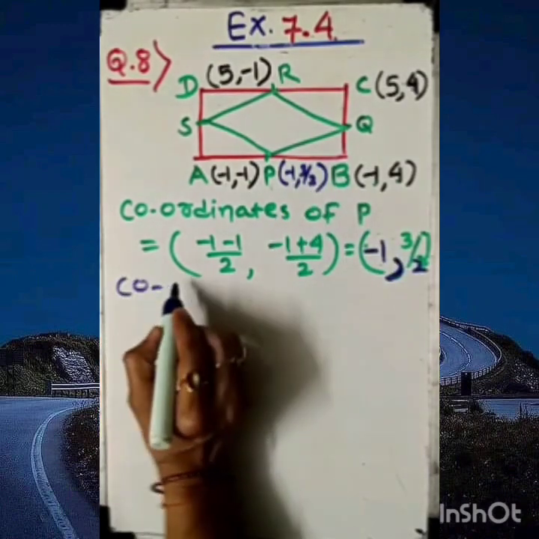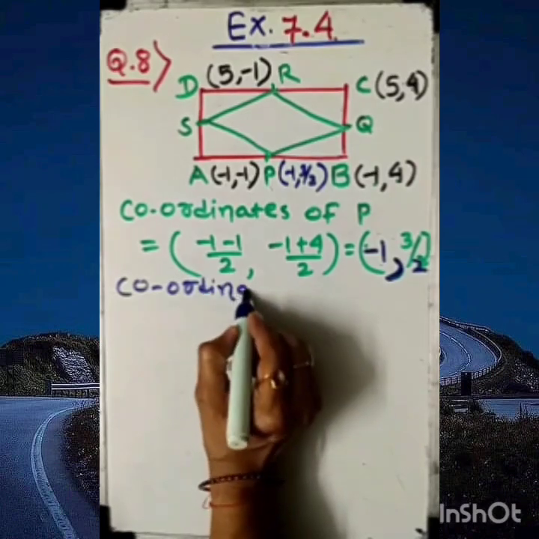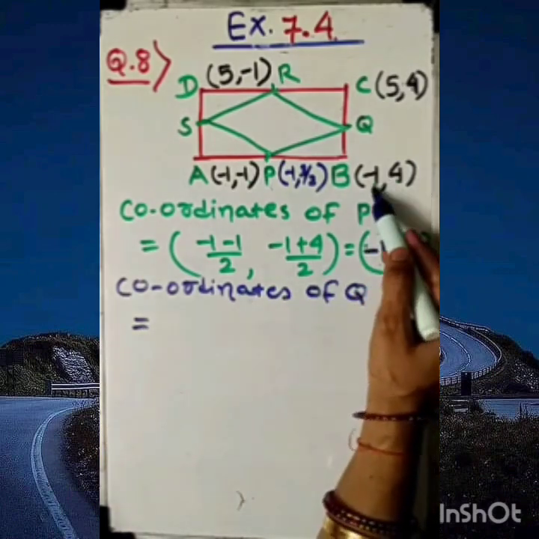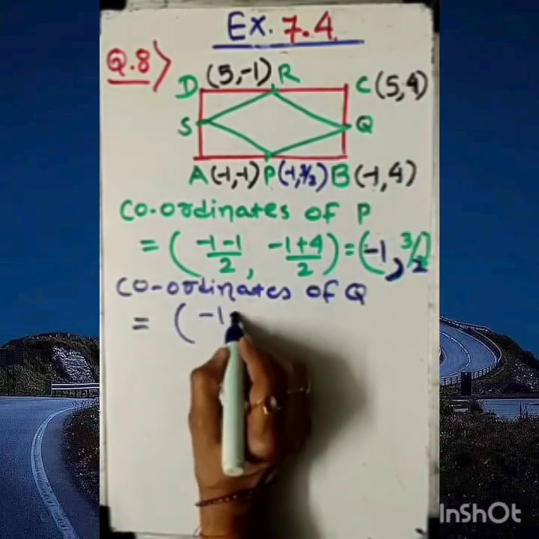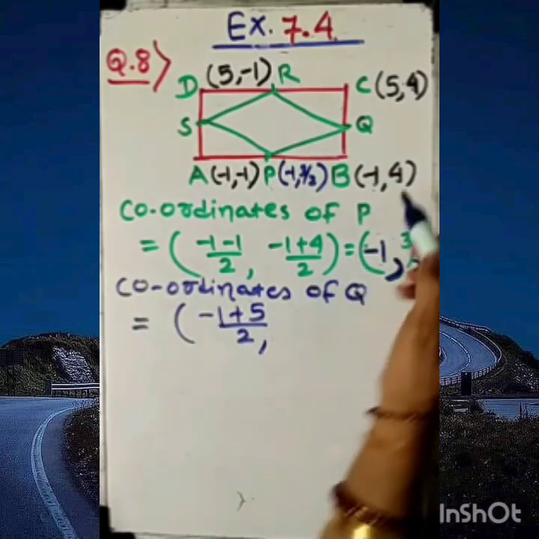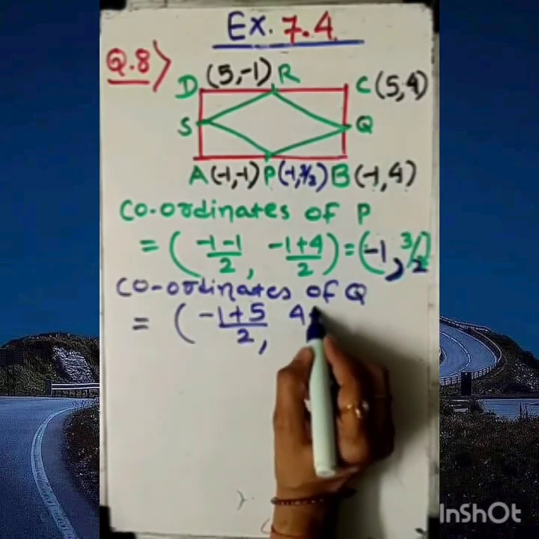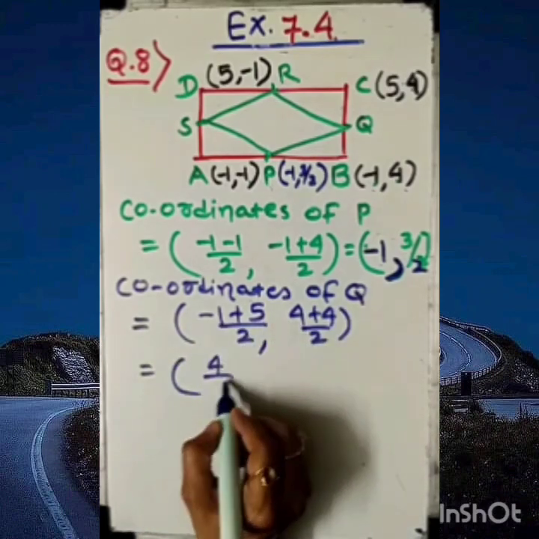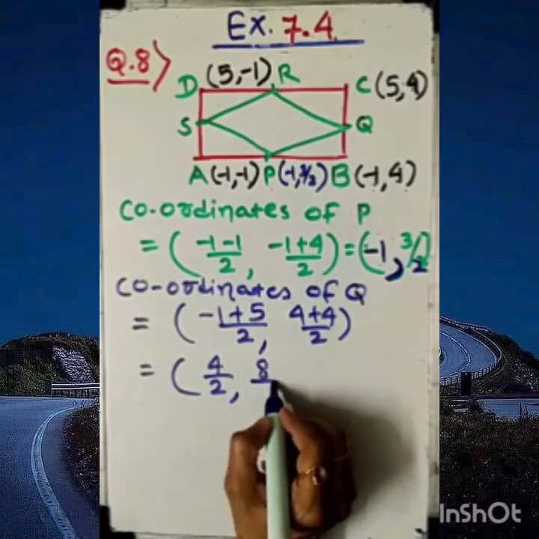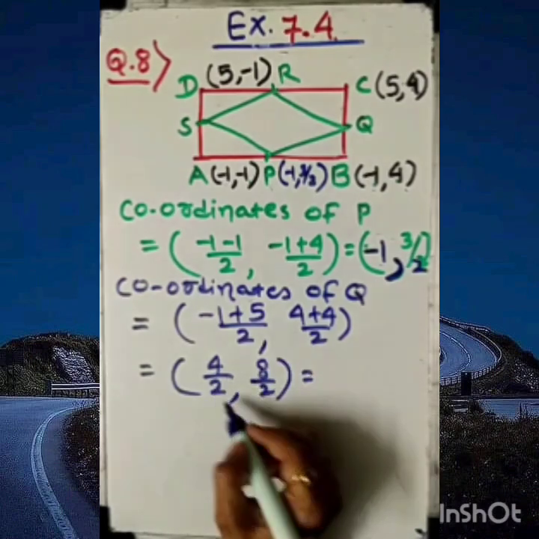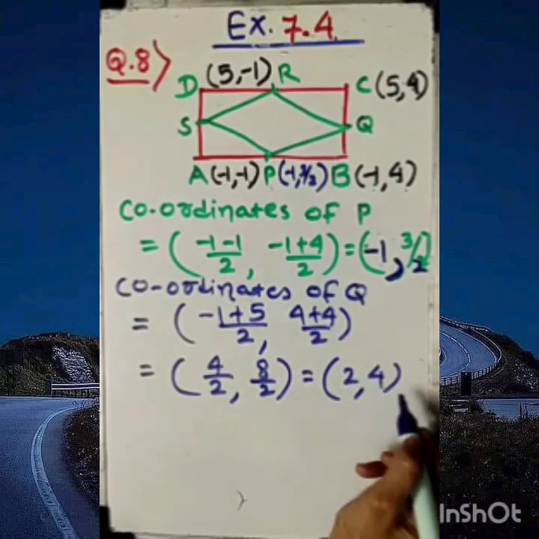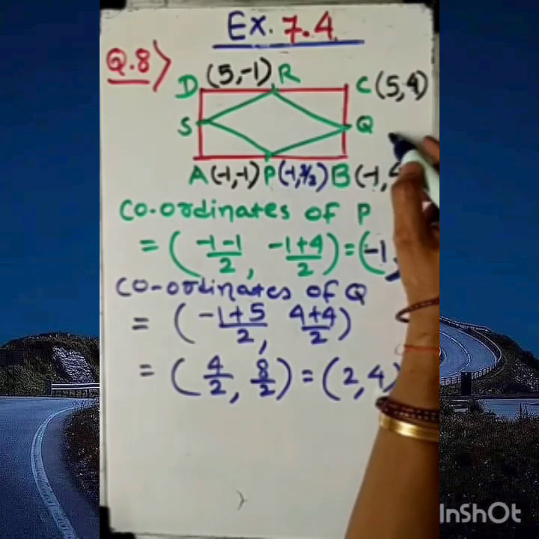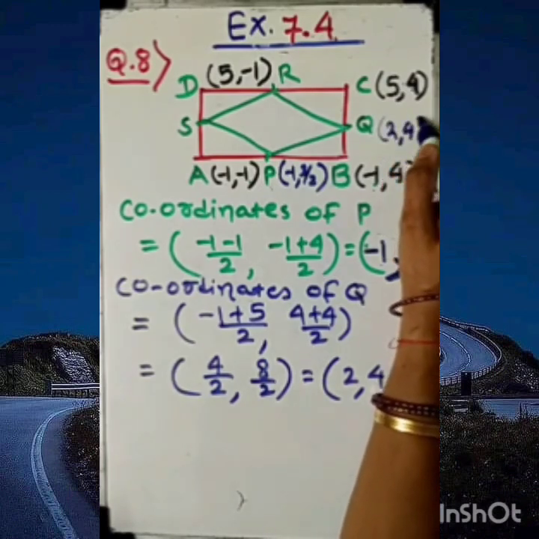Now, in the same way, I need to work out the coordinates of point Q. For Q, (-1 plus 5) divided by 2, (4 plus 4) divided by 2. My dear student, -1 plus 5 is 4, and 4 divided by 2, and 8 divided by 2. The simplification of this is 2 comma 4. So the coordinates of point Q are (2, 4). I need to mention this is (2, 4).